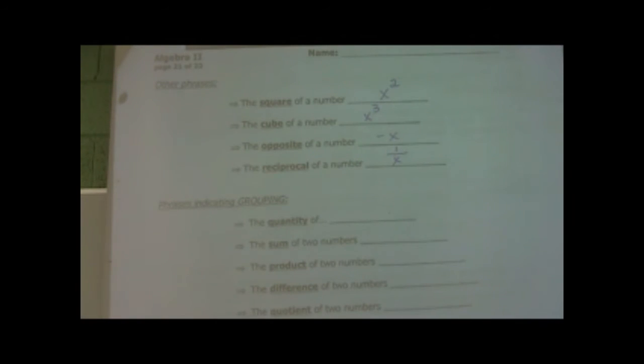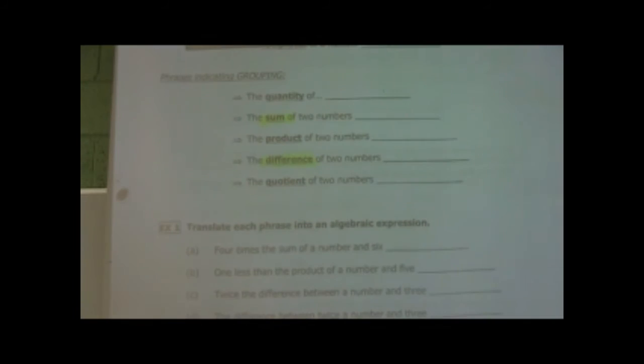And the last one, the reciprocal of a number. Remember, with reciprocal, we're flipping upside down. So if we take an x, our reciprocal is 1 over x. All right, we also have phrases that indicate grouping. The key ones that you want to look for are these two. Sum and difference. When you see those, that usually is going to indicate parentheses are involved.